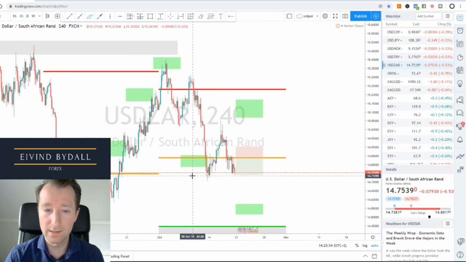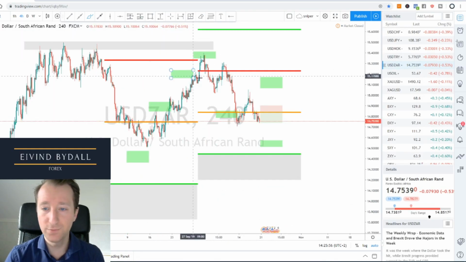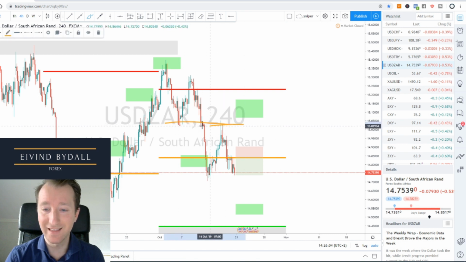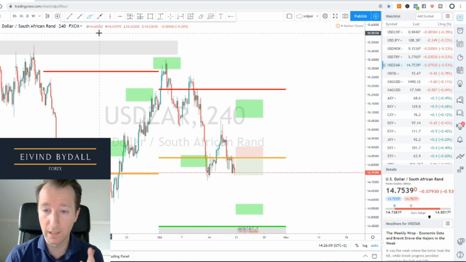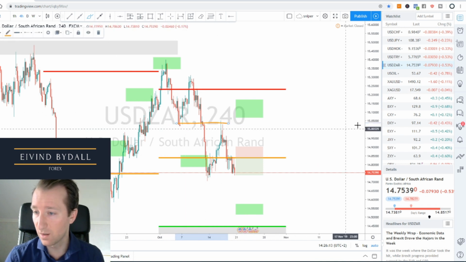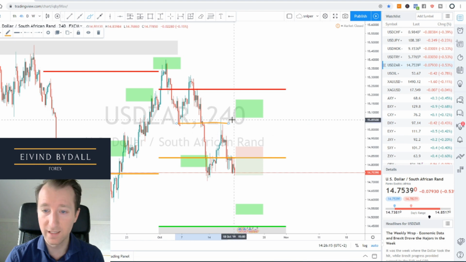USDZAR has a move down at the moment. I would say we are in a bearish continuation. Last week I said that was a sell price and it hit it perfectly. You can look at my previous video, where around 15.05 I said specifically that that's the price, and it took off.